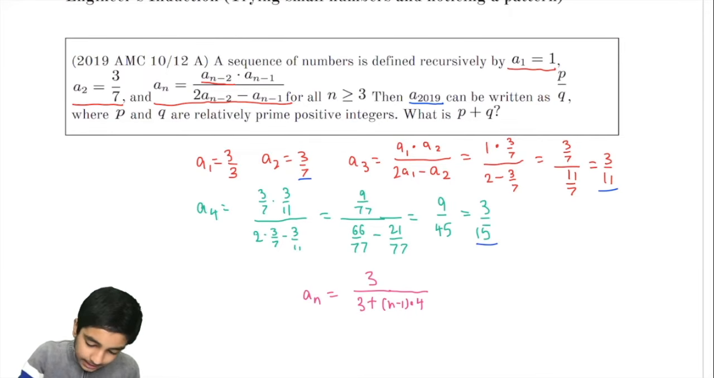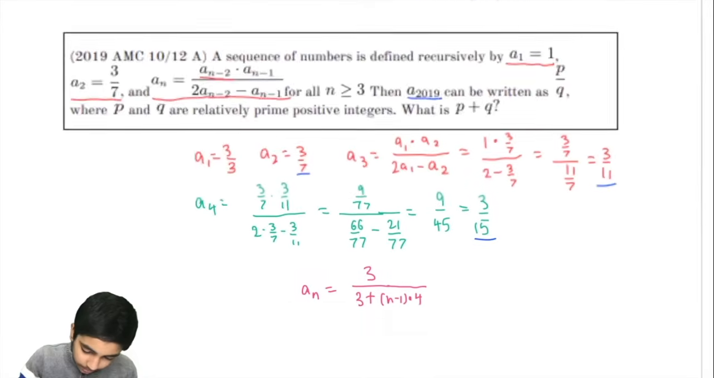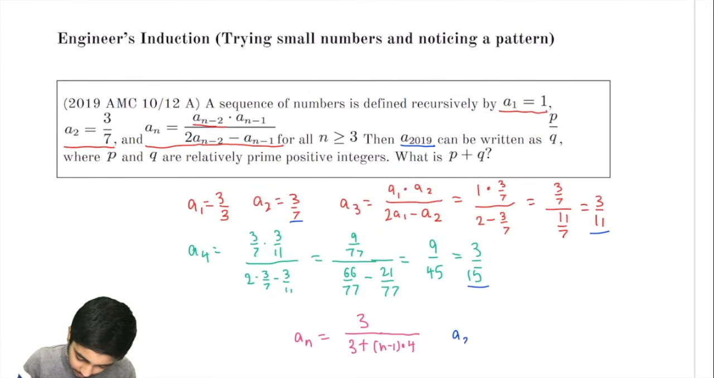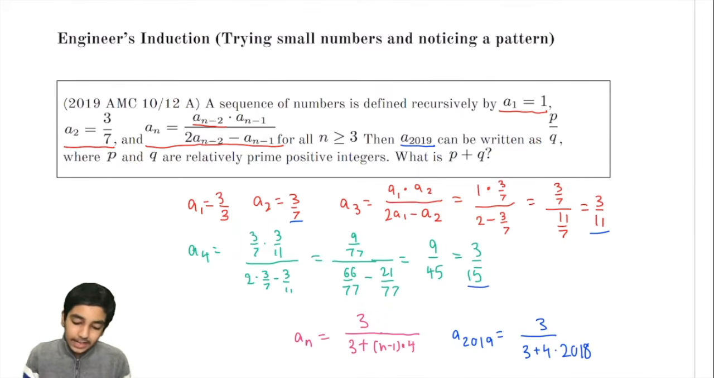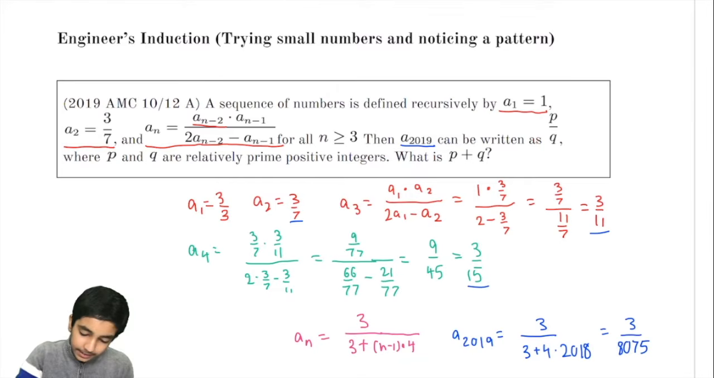So that means A of 2019 is going to be 3 over 3 plus 4 times 2018, since, remember, you can think of the denominator as an arithmetic sequence with first term 3 and common difference 4. This is just going to be equal to 3 over 8,075. So then we add the numerator and denominator to get 8,078, which is the answer.